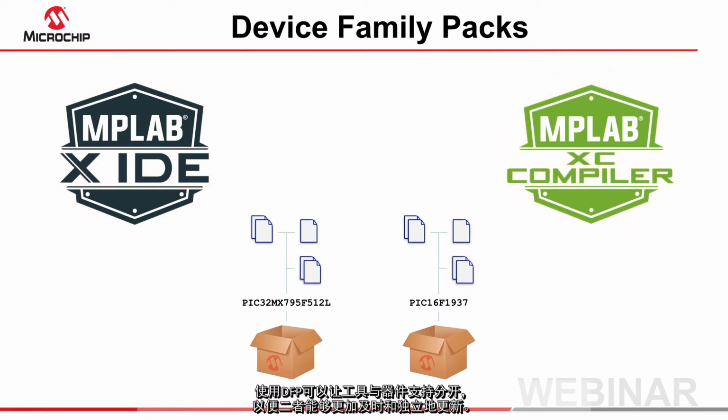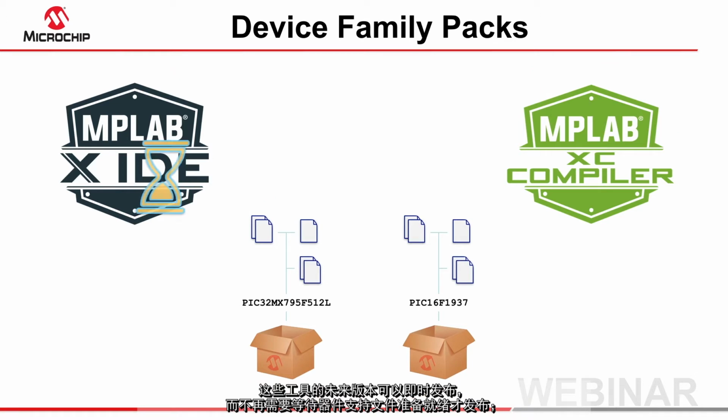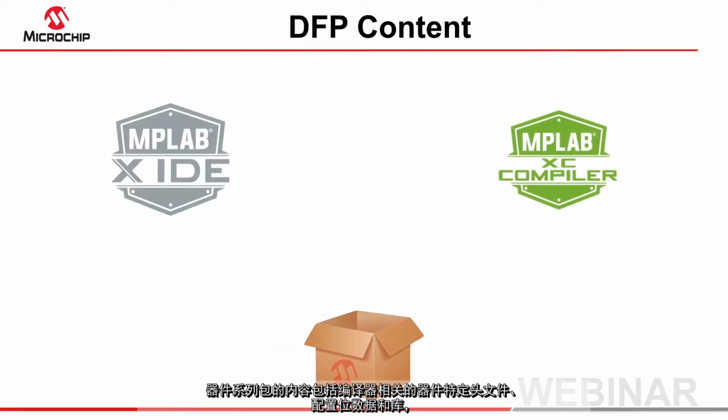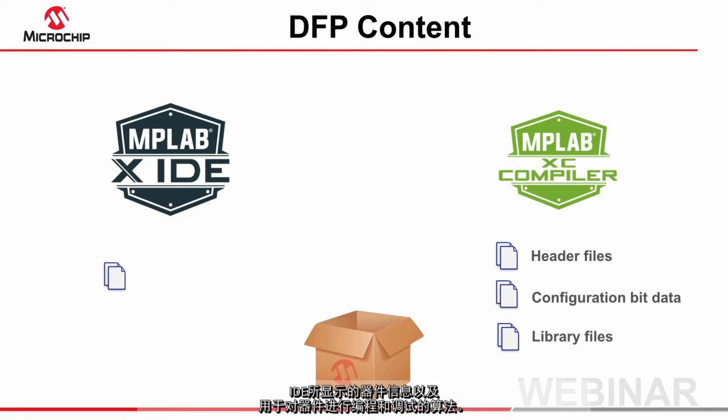The use of DFPs segregates the tool and its support for devices, so that both can be updated independently and in a more timely manner. Future versions of the tools will no longer need to wait for device support files to be ready before they can be released, and nor will device support need to be delayed, waiting for an update to the tool they would have normally shipped with. The content of Device Family Packs includes compiler-related device-specific header files, configuration bit data and libraries, as well as device information displayed by the IDE and algorithms it uses to program and debug the device.